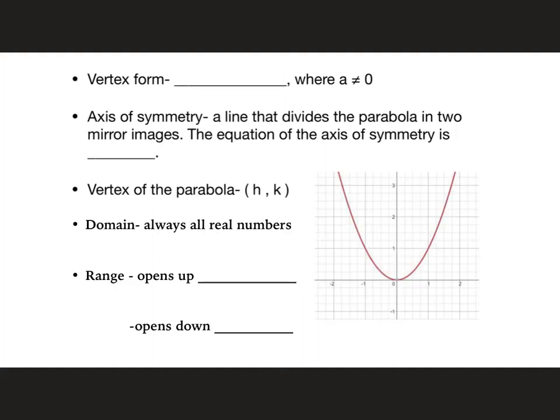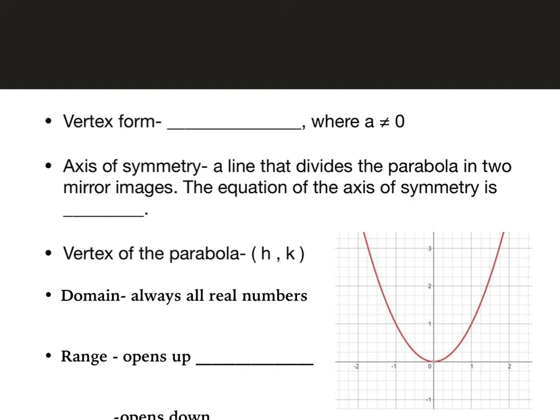All right, on this slide we have a lot more of our vocab. First we have vertex form. So our vertex form of our function, again our function, we just call it f of x, which is another way of writing y, just naming our formula. Our vertex form is a times x minus h squared plus k. So this is our vertex form.